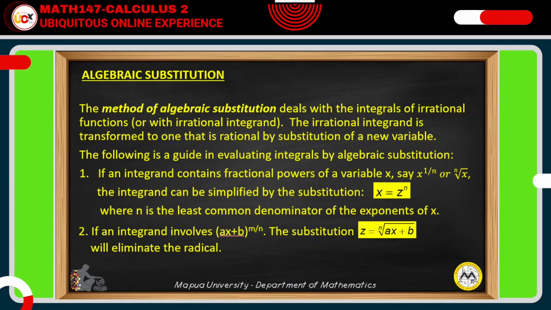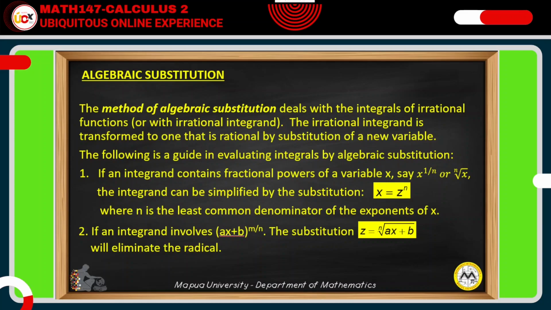So to learn how to evaluate integrals using algebraic substitution, let's have the following concepts. By definition, the method of algebraic substitution deals with integrals of irrational functions, or with an irrational integrand. The irrational integrand is transformed to one that is rational by substitution of a new variable. The following is a guide in evaluating integrals by algebraic substitution.